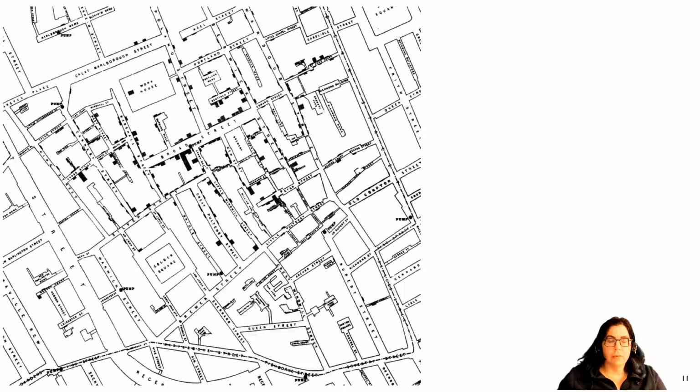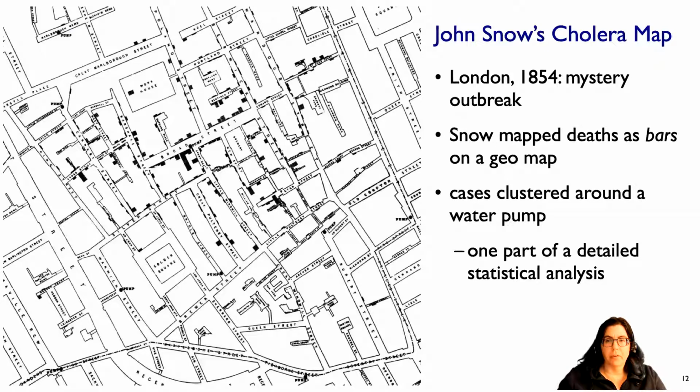So this is a really famous example. Some of you might have seen this before, some of you might not. What this is all about is a cholera map. So in London in 1854, there was this outbreak of disease, and it was not yet understood what the causes of that were.